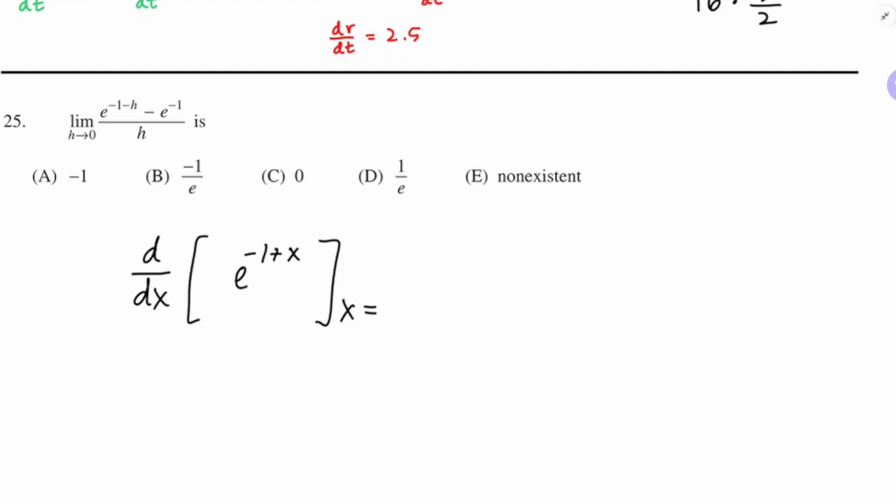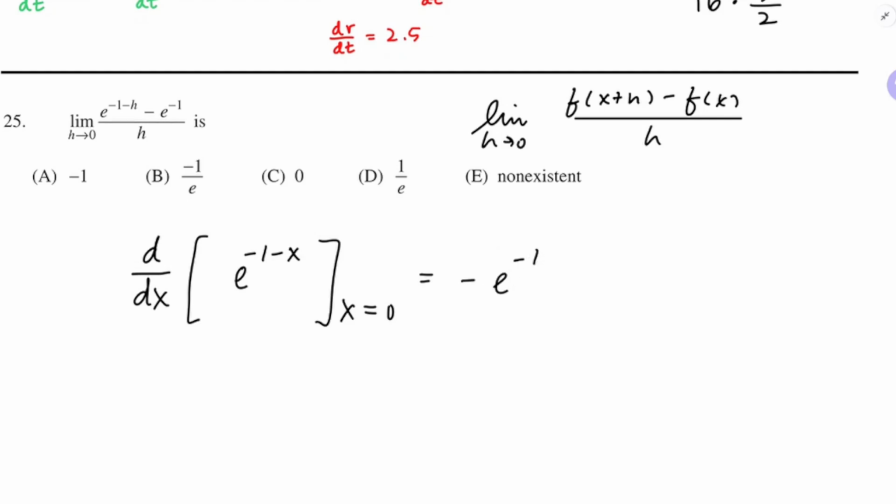So this is going to be the derivative of e to the negative 1 plus x at x equals 0. Because we're thinking about the limit as h approaches 0 of f of x plus h. Or, okay, so maybe I was wrong. Maybe it's negative 1 minus x. Yeah, that's going to matter. Minus f of x divided by h. And so that might be why this method is somewhat unreliable. But anyway, I'm going to take the derivative of e to the negative 1 minus x, and that would be negative e to the negative 1 minus x at x equals 0, and that's going to be negative e to the negative 1, so that would be answer choice B.